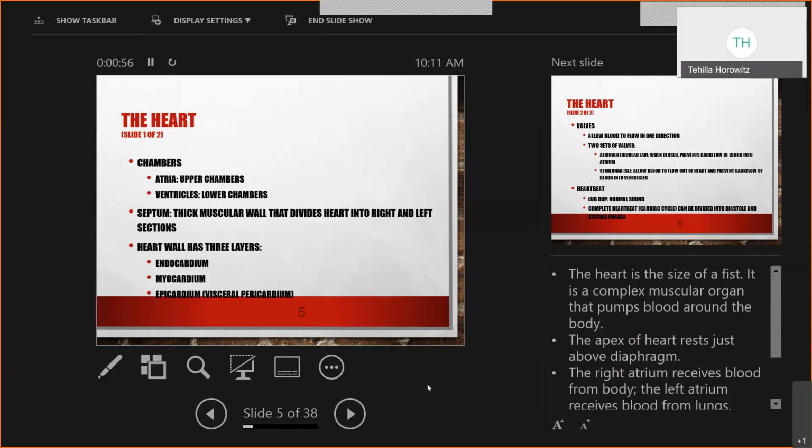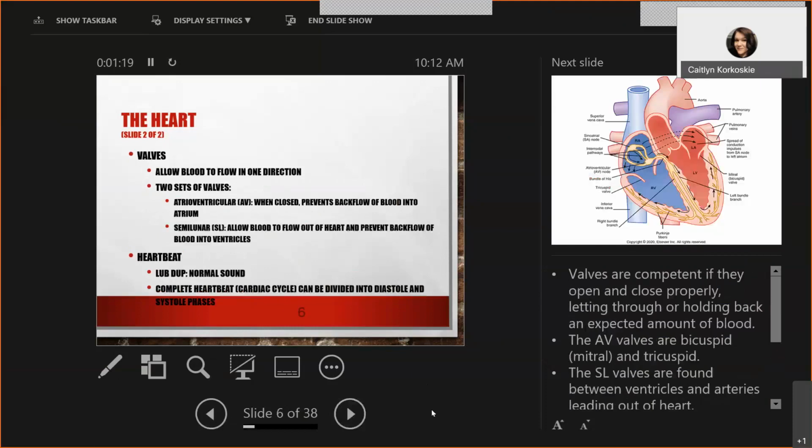Exactly. Yeah. And then the heart wall has three layers, which are the endocardium, the myocardium, and the epicardium. The heart is about the size of a fist, and it is a muscle. There are a lot of disorders that you can have with the heart, which we're going to go into in the second part of our lesson. The heart also has valves that allow blood to flow in one direction.